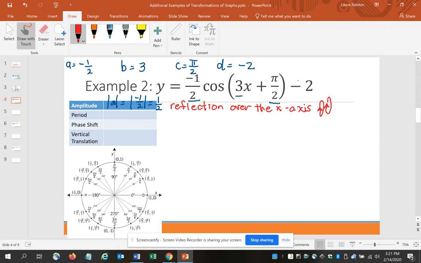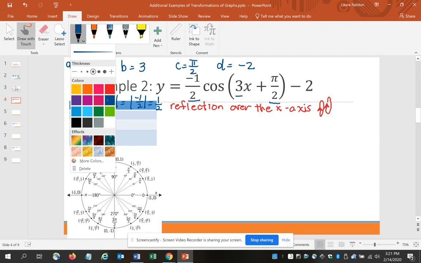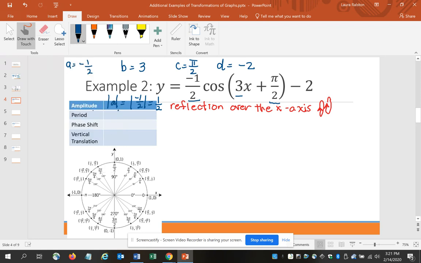Okay, then if we continue on, let's see, our period for cosine is 2 pi. So we'd have 2 pi divided by b. So that's 2 pi thirds. Not a very nice number, but that's what it's going to be. My vertical translation is going to move me down 2 units. And then let's see if we can do some work on our phase shift.